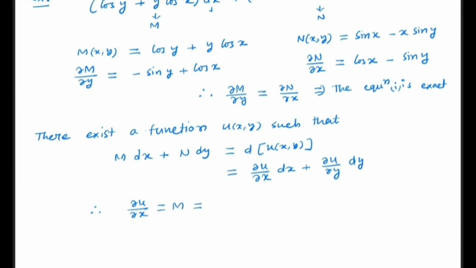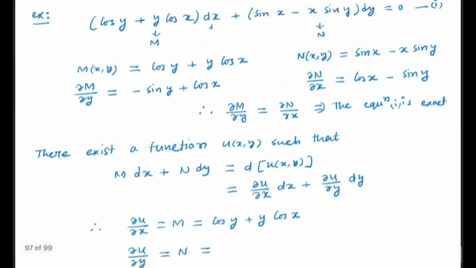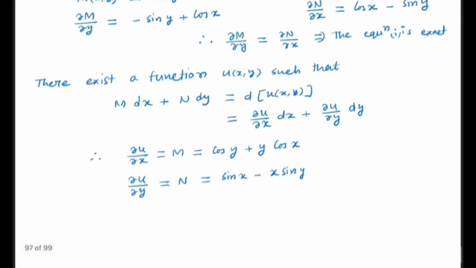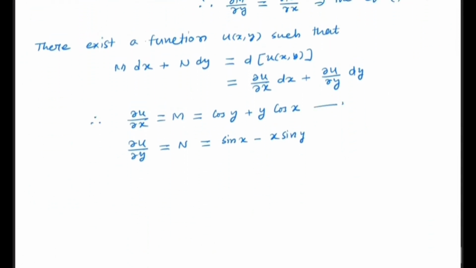And what is M in this case? cos y + y cos x. And similarly, ∂u/∂y is N, which is nothing but sin x - x sin y. So we call this equation number 2 and this is equation number 3. Now by equation number 2, we have ∂u/∂x is cos y + y cos x.